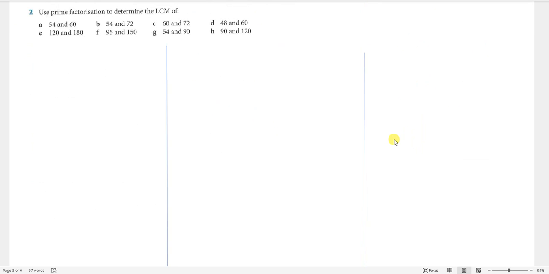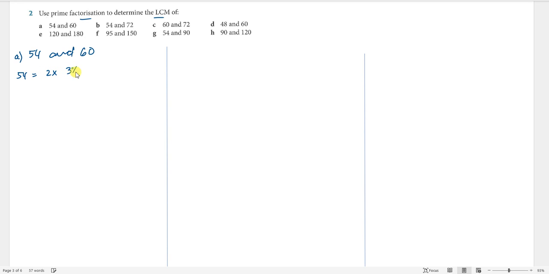Now question 2. Use prime factorization to determine the LCM. Okay, now we have to find LCM. So we have 54 and 60. The same method. 54 is equals to 2 times 3 times 3 times 3, and 60 we have 2 times 2 times 3 times 5.